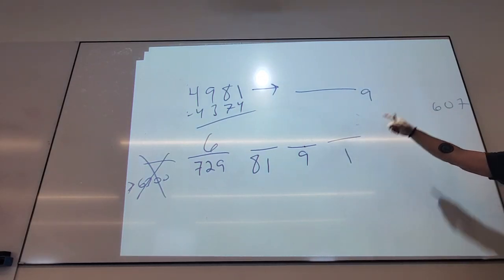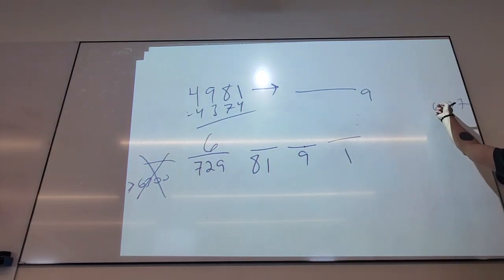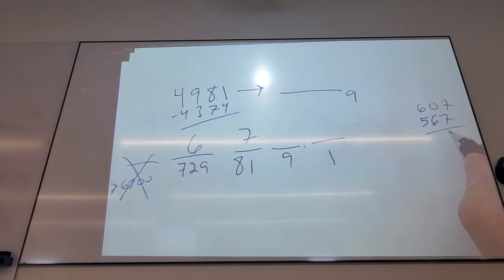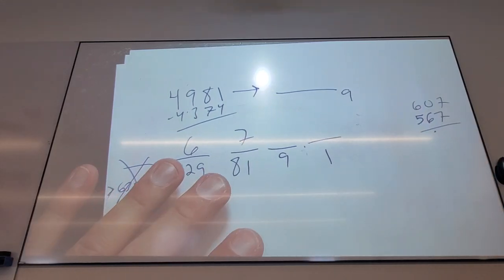So how many 81s help me? 6? 7? 7 sounds right. So if I do 7 81s, that's how much? 567, sorry. That's all right. And then how much work do I have left to do? 40.